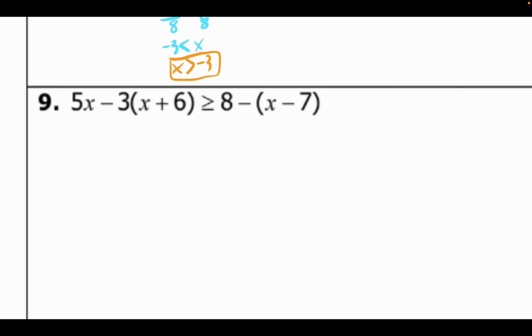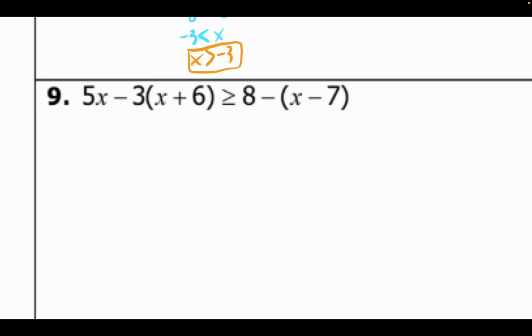Number 9 here, I have to distribute a negative 3. On the right side, I have to distribute a negative. So on the left side, this 5x is hanging out chilling, and the 3 becomes negative, distributes in, so the negative 3 distributes in, and I get negative 3x minus 18 is greater than or equal to 8. Change the signs here. And I'm actually going to go and just combine like terms while I'm at it on that side, and get 8 and a positive 7 give me 15 minus x.